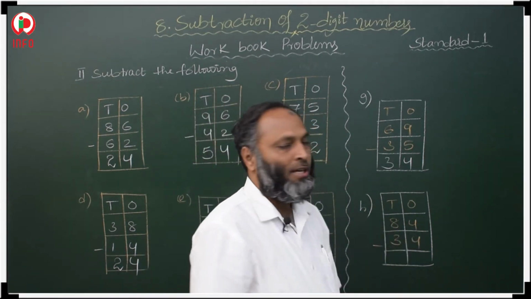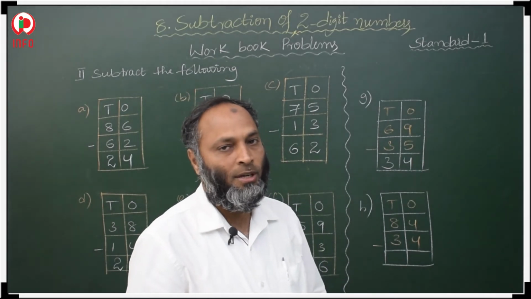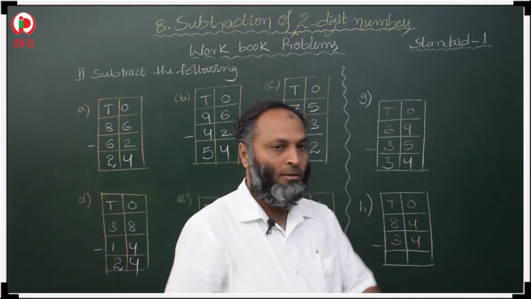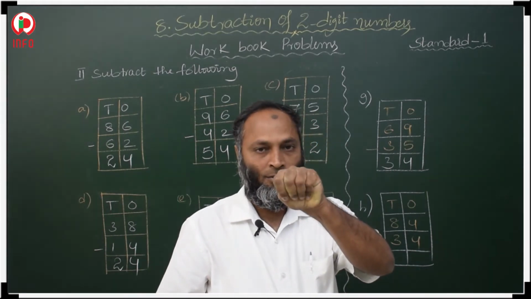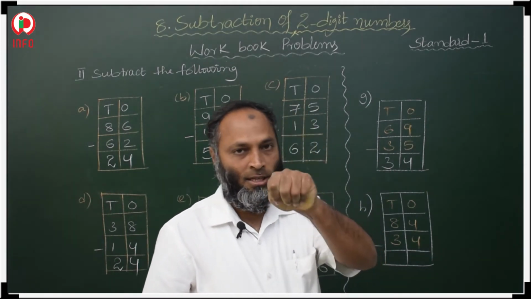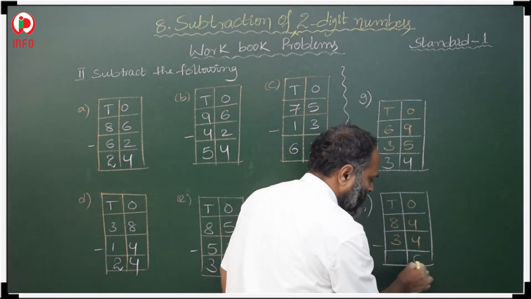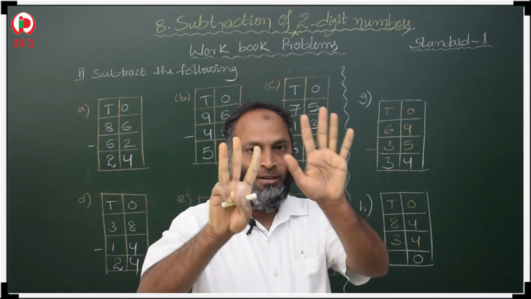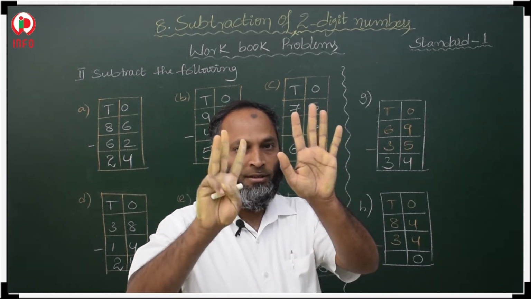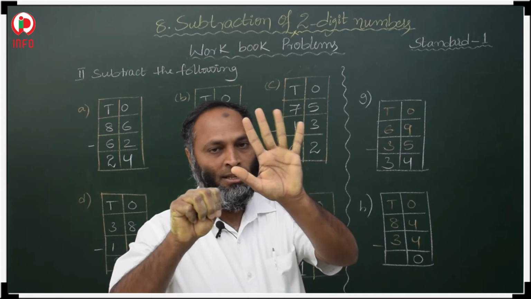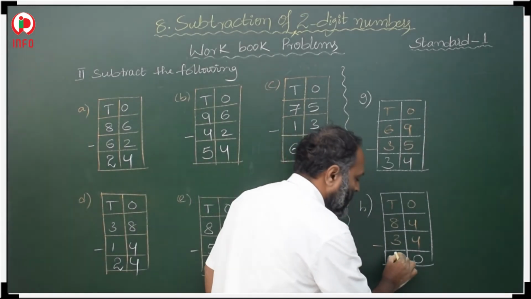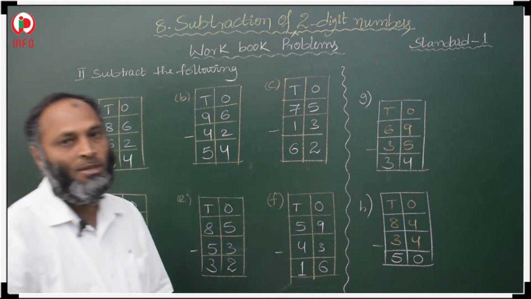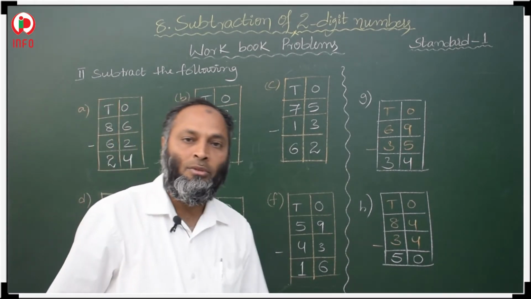Now, the next one. 34 we have to subtract from 84. First we have to subtract ones place. In ones place 4 minus 4. Open 4 fingers and close 4 fingers. 4 minus 4 is nothing left, 0. Then in tens place 8 and 3. Open 8 fingers and close 3 fingers. 8 minus 3 is 5. 5 in tens place. Answer is 50. In this way we have to subtract.